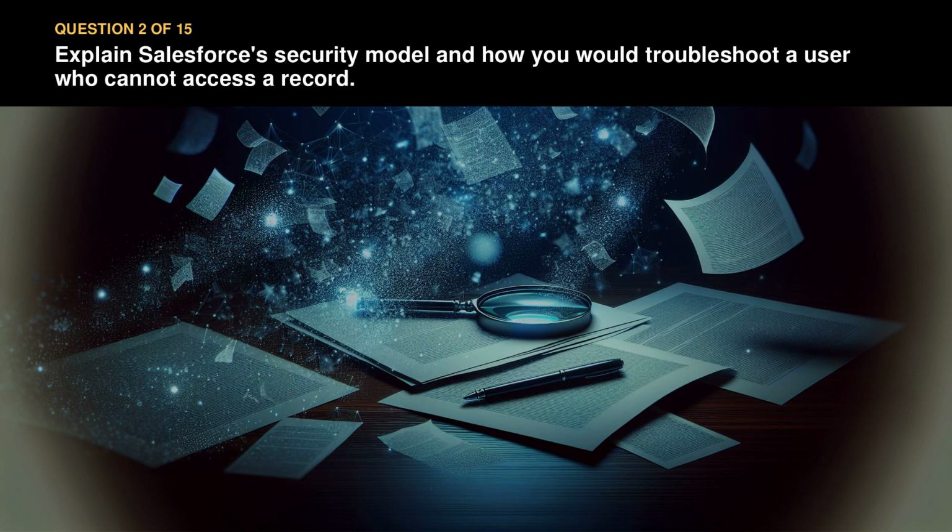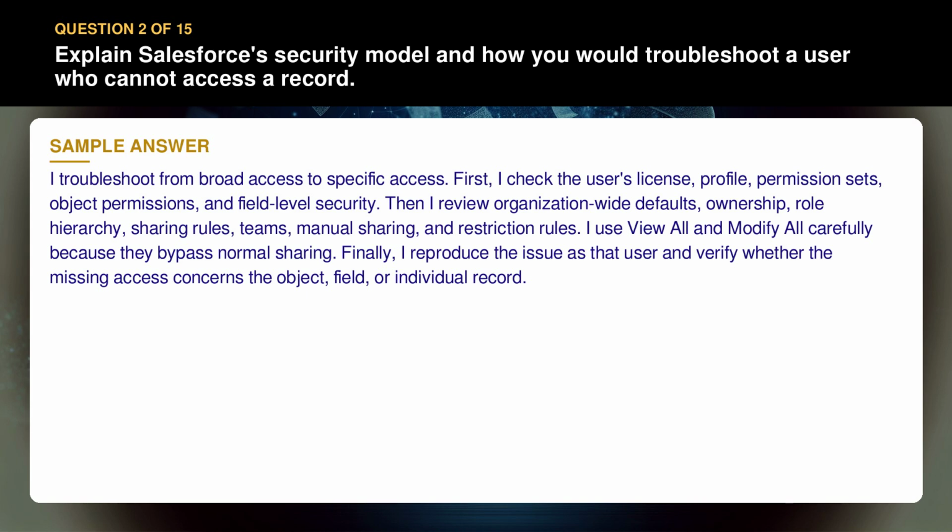Question 2. Explain Salesforce's security model and how you would troubleshoot a user who cannot access a record. I troubleshoot from broad access to specific access. First, I check the user's license, profile, permission sets, object permissions, and field-level security. Then I review organization-wide defaults, ownership, role hierarchy, sharing rules, teams, manual sharing, and restriction rules. I use view all and modify all carefully because they bypass normal sharing.